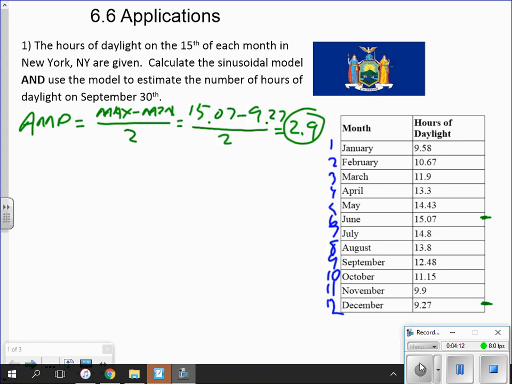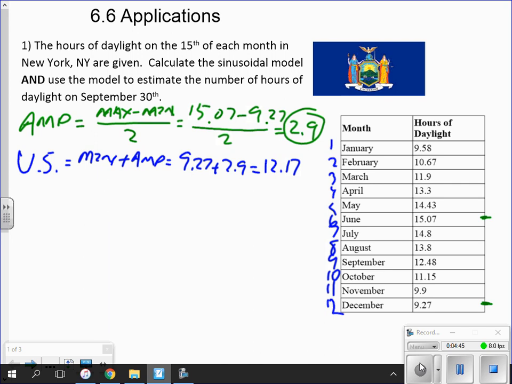To find your vertical shift, you take the minimum value plus the amplitude. 9.27 plus 2.9, and you end up with 12.17. That's our vertical shift. The whole graph is going to shift up that much. And I'll show you the graph here after we get done doing it. You'll see what I'm talking about and how it lines up.